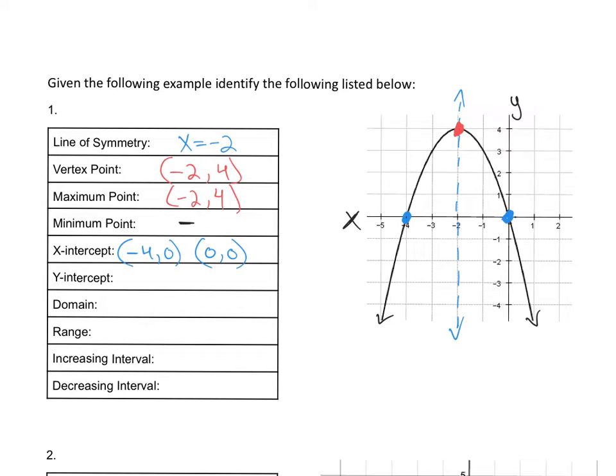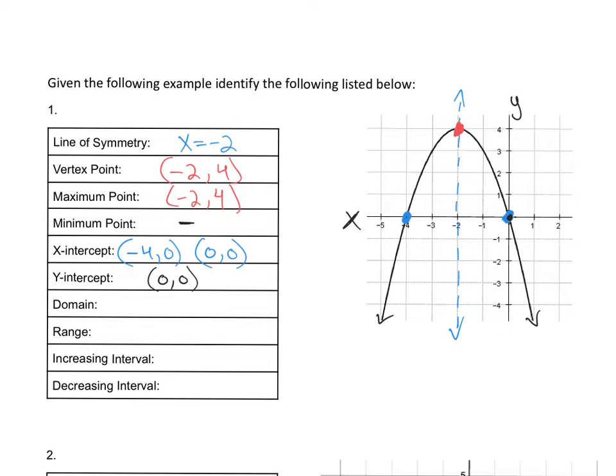So let's do the same thing for our y-axis now. Let's see where the graph crosses the y-axis, where our y-intercept is located. So as you can see here, the y-intercept is also going to be located right there at the origin, 0, 0.